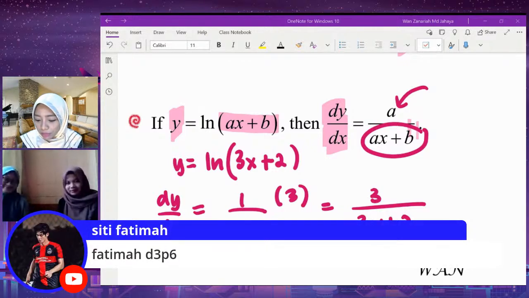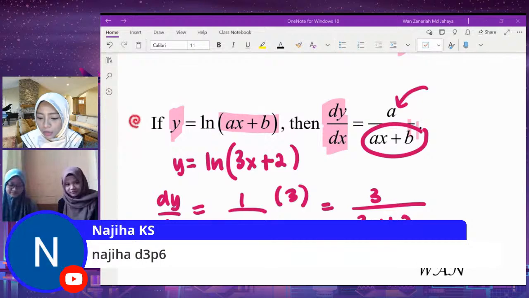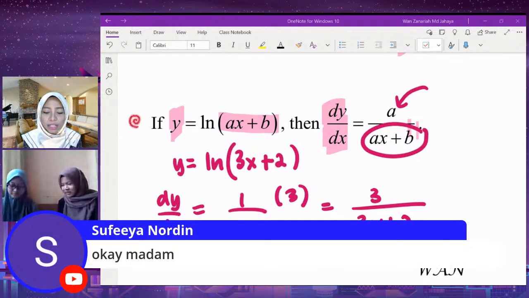Okay, we have Fatimah, Adila, Farzana, Tun, Alia Isa okay, Najiha okay. Alright, if okay, we are going to look at the tougher question. Okay.